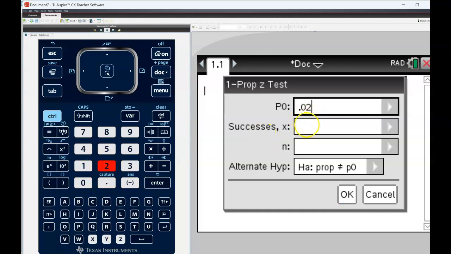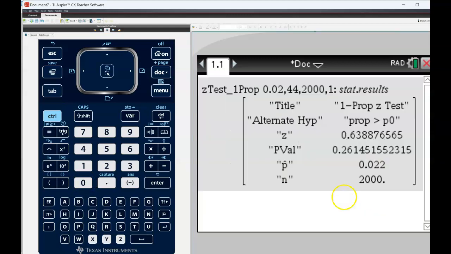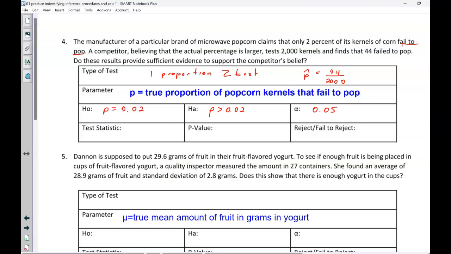For p sub 0, you're going to enter the null, the 0.02. For the number of successes, you're going to enter 44. You have to enter an actual value, not a percentage. And for n, it's the 2,000 kernels. An alternative, make sure to change. And we get a test statistic of 0.6389 and a p-value of 0.2615.